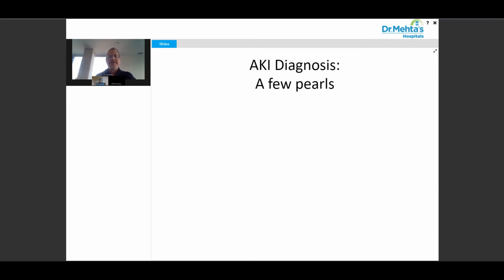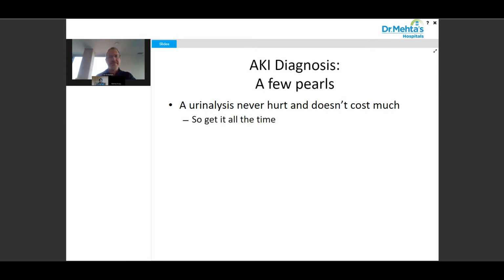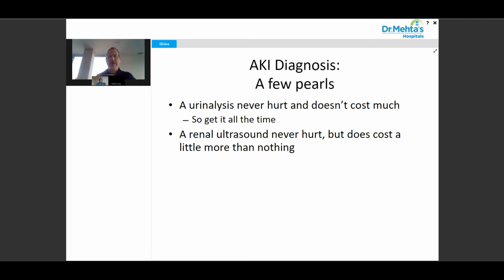So let's get back to what diagnostic tests we should try. A urinalysis never hurt and doesn't cost much. So get it all the time if you can. A renal ultrasound never hurt, but it does cost a little more than nothing. So get it most of the time. These things are non-invasive and can give us a lot of information, except when the diagnosis is obvious.